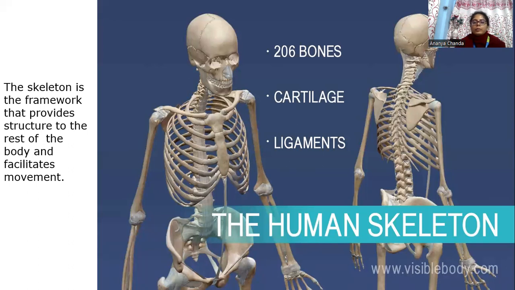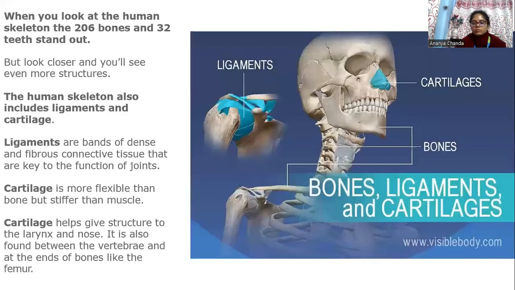In the human being, the adult has 206 bones, and the skeleton also comprises cartilage and ligaments. The skeleton is the framework that provides structure to the rest of the body and facilitates movement. So the human skeleton is 206 bones and 32 teeth. The human skeleton also includes the ligaments and the cartilage.